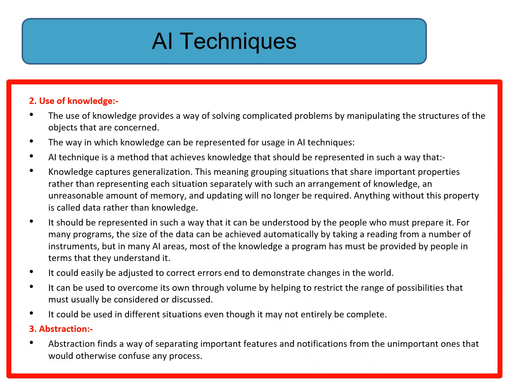To overview, search is about finding the solution, knowledge is about using the stored experience, and abstraction is about focusing on the important details. Next.